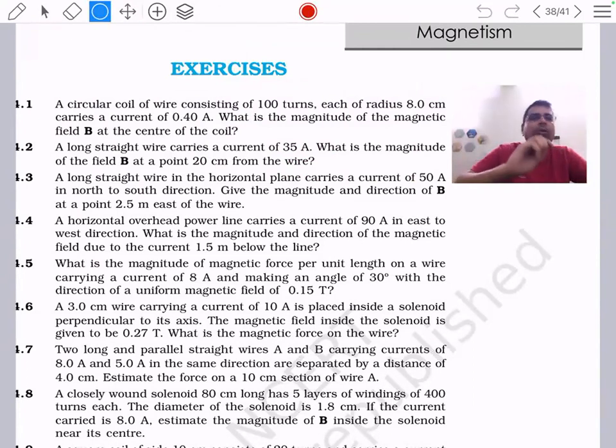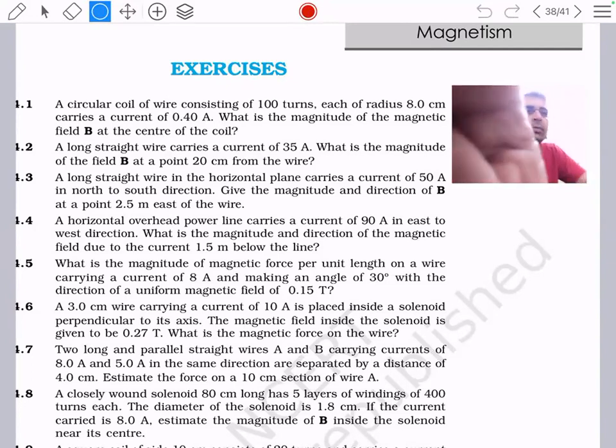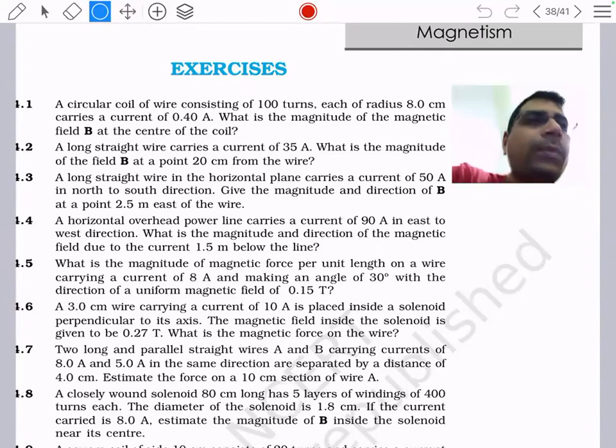Do it fast and tell me what is the formula, guys. Mu naught N I by 2a. Mu naught is how much? 4 pi into 10 power minus 7. Capital N is 100. I is 0.4. Radius is 8 centimeter, so make it as meters. So what is going to be the answer?